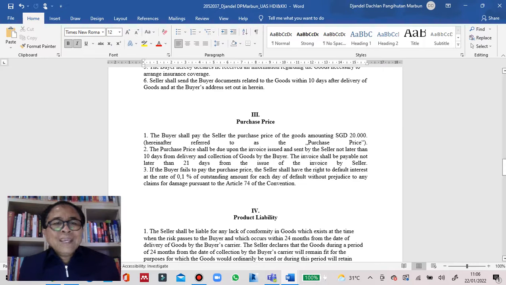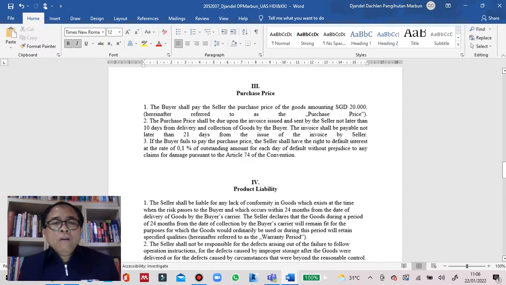3. If the buyer fails to pay the purchase price, the seller shall have the right to default interest at the rate of 0.1% of the outstanding amount for each day of the default, without prejudice to any claim for damages pursuant to Article 74 of the Convention.